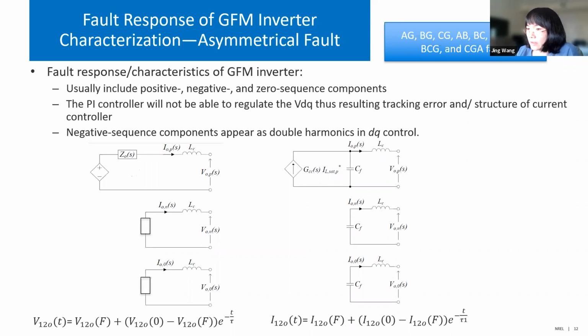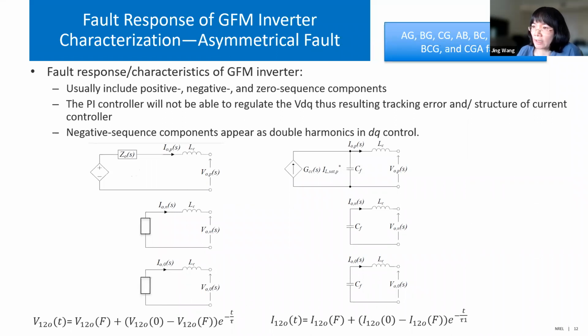For the negative sequence, it appears as a double harmonic in the DQ control. So if we use the negative sequence component, we can use that to detect the unbalanced fault. This is not a very deep evaluation of the fault response of grid forming inverters. This is still a very open area, and a lot of research is being done. What I'm showing here is just to give a direction if we want to investigate the fault response of grid forming and grid following inverters. So this is a generic talk.